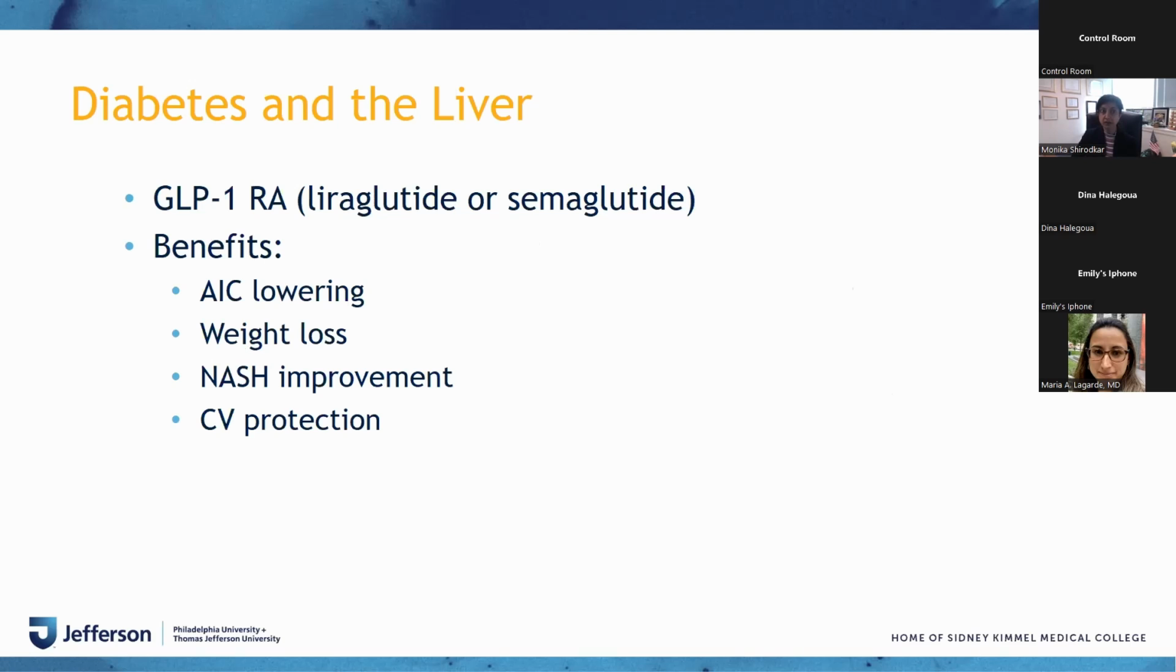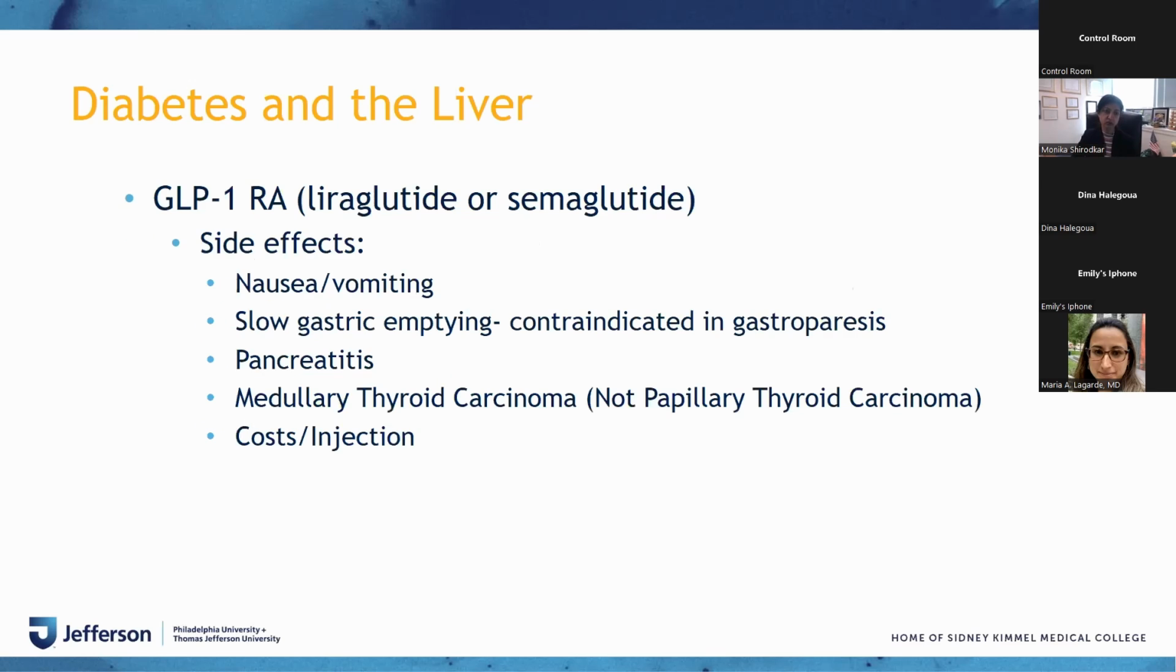So what are some of the advantages of the GLP-1 receptor agonists? A1C lowering is pretty impressive. You'll get about a 0.5 to 1% A1C lowering. You also get weight loss due to some of those side effects in your gut, and then you have NASH improvement, and you also have cardiovascular benefit. So it's a great agent to use.